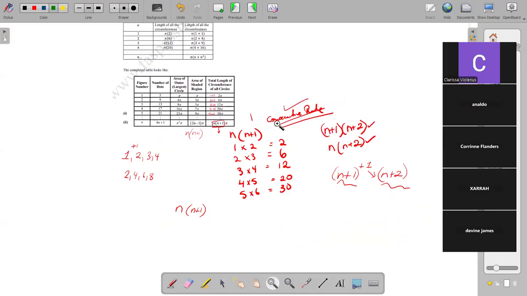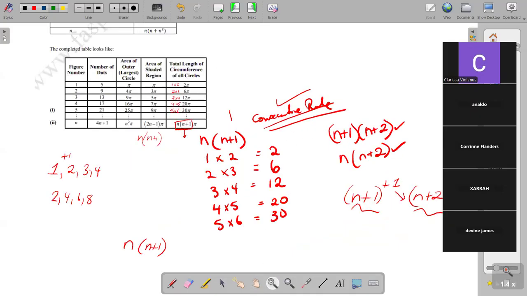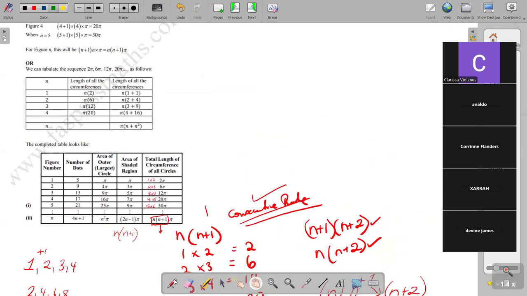Has anybody ever heard what consecutive means? Anybody know what the word consecutive means? Yes or no? Consecutive means back to back, next to each other.